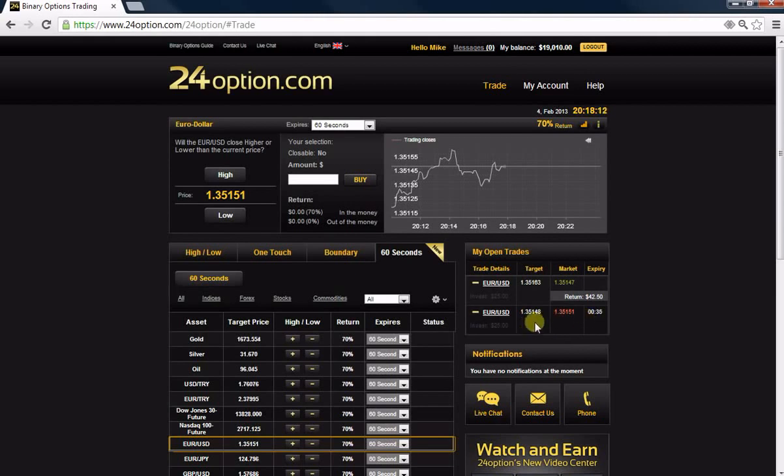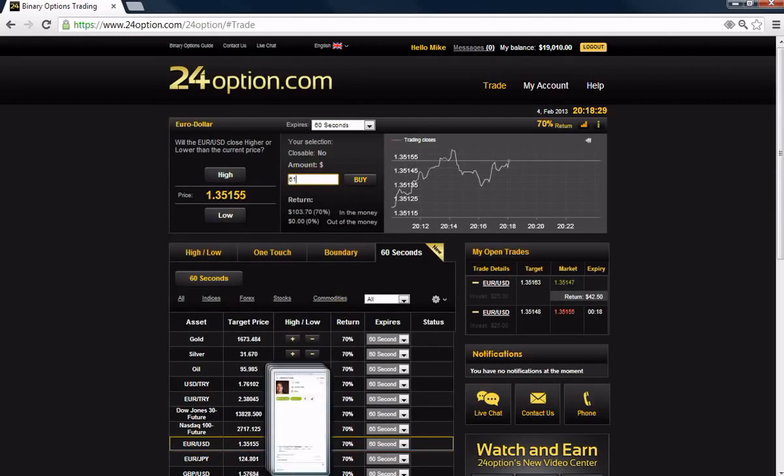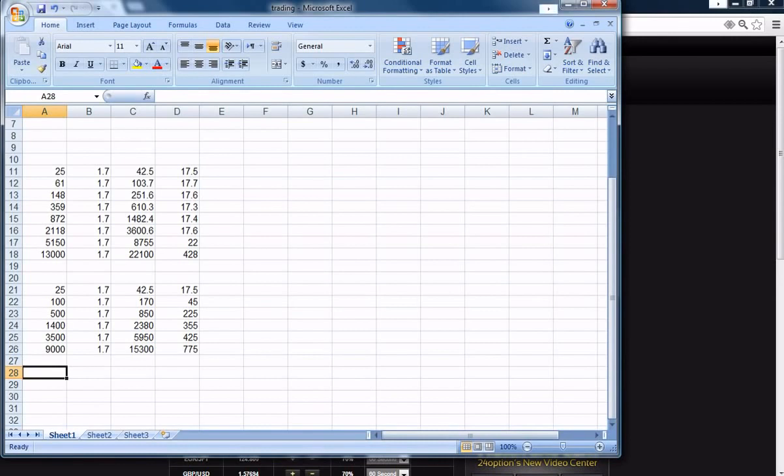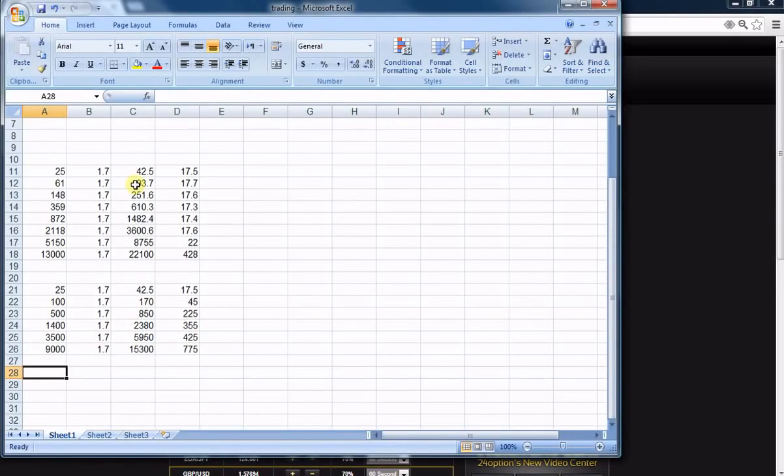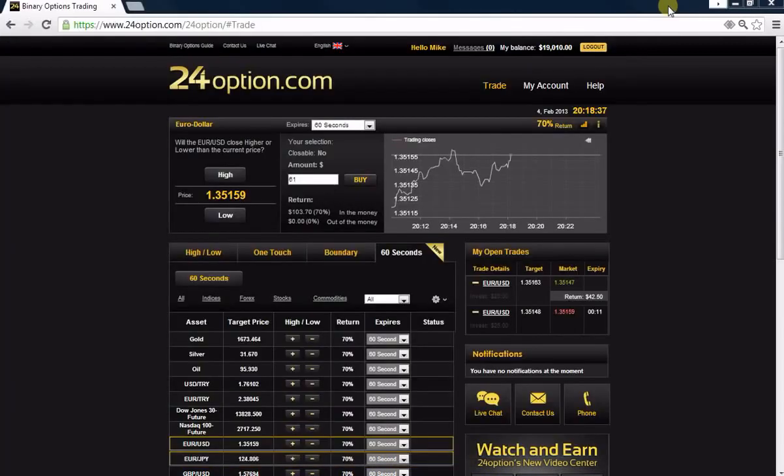The price we're currently at is 1.35148, 1.35152. It looks like it's hovering around there, but it could change in the next 30 seconds. So we're going to prepare the next trade just in case we lose. That trade is going to be $61, which means we're also going to profit on a 70% return. Our profit's going to be $103, $104.